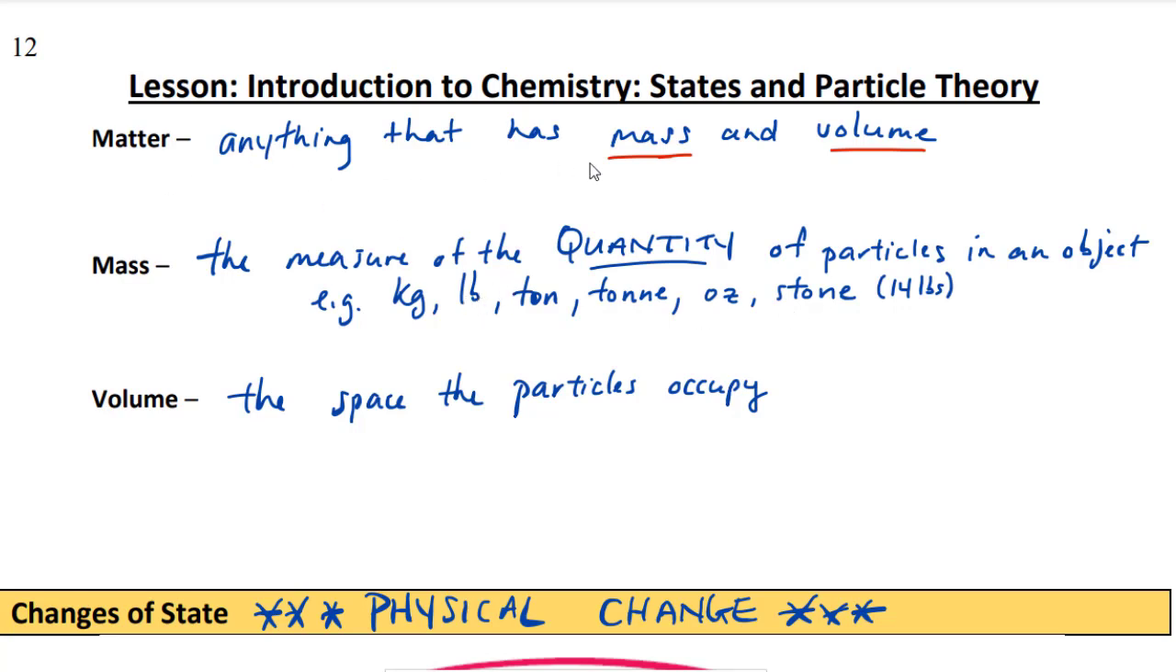So matter is anything that has mass, so it's made up of particles, and volume. The volume is the fact that those particles take up space, okay? So matter, anything that has mass and volume.